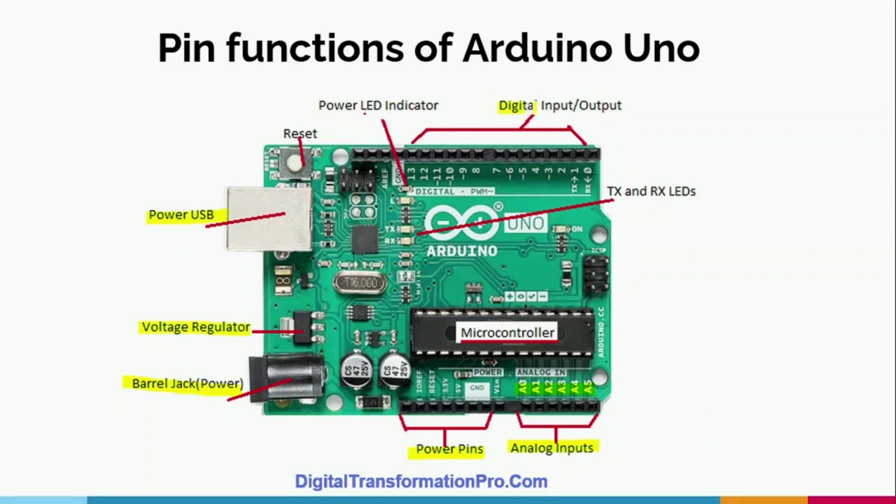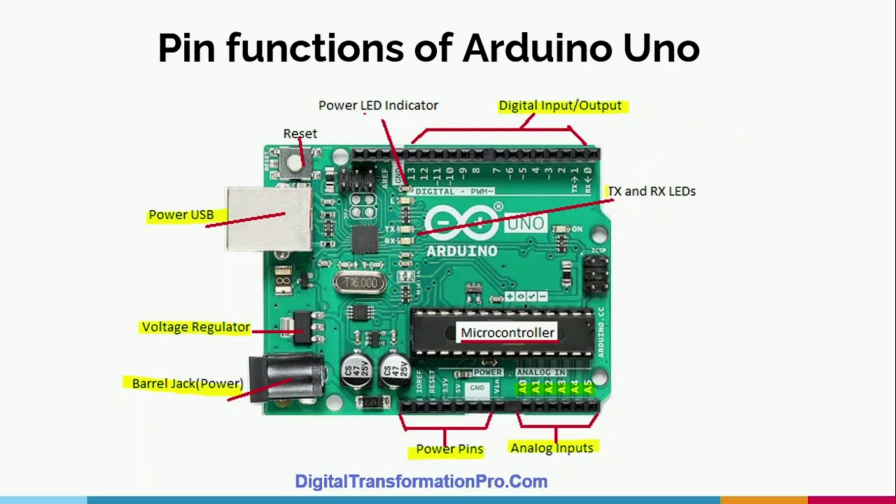Next is digital input output pins. There are 14 digital pins which act as input and also as output, out of which 6 pins are PWM pins, that is pulse width modulation. A PWM pin can control the brightness of an LED and the speed of a DC motor. It means you can get analog output with digital means.